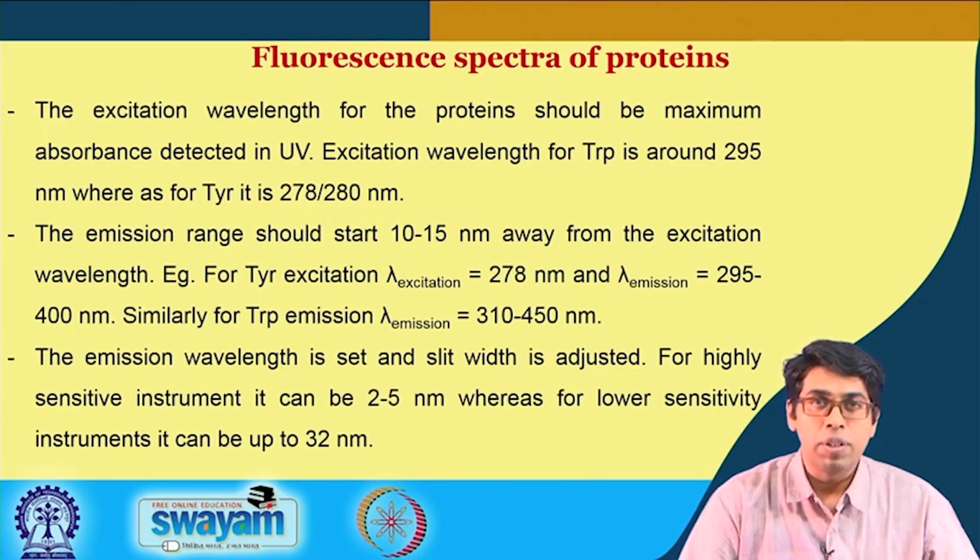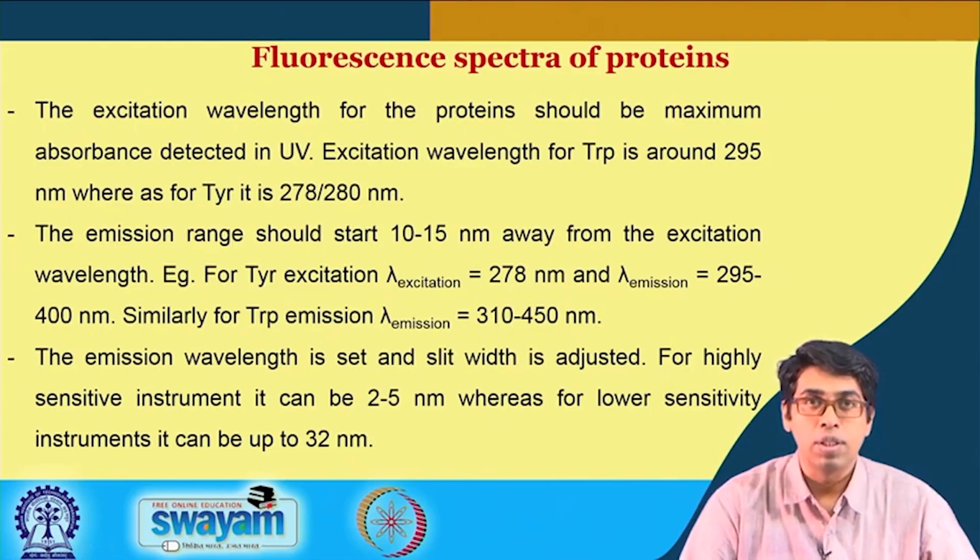Whatever excitation wavelength we use, the emission range should start roughly 10 to 15 nanometers away from the excitation wavelength. This is something that depends on the instrument. For example, if an instrument is highly sensitive, then we can use this range as only 2 to 5 nanometers, but for a lower sensitivity instrument, this difference can go up to 32 nanometers. So, this sets the lower limit from where you can start scanning your spectra. For tyrosine, the emission range that is used is around 295 to 400 nanometers, and for tryptophan the range is 310 to 450 nanometers.